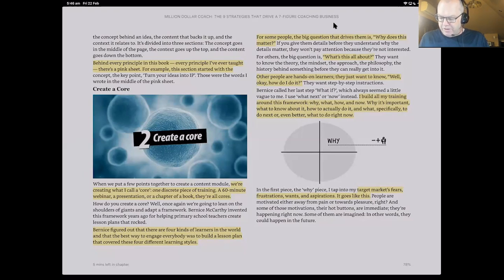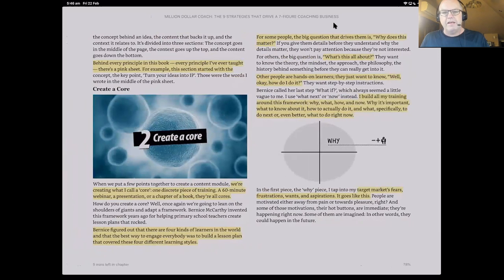For some people, the big question that drives them is, what does this matter? Again, I'm just going through, looking for action points now. I'm here creating a recipe. In the first piece, the why piece, I tap into markets, fears, frustrations, wants, and aspirations. Okay, there's a why section. I get that.